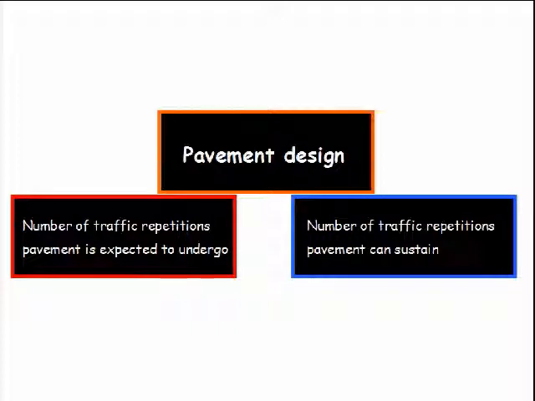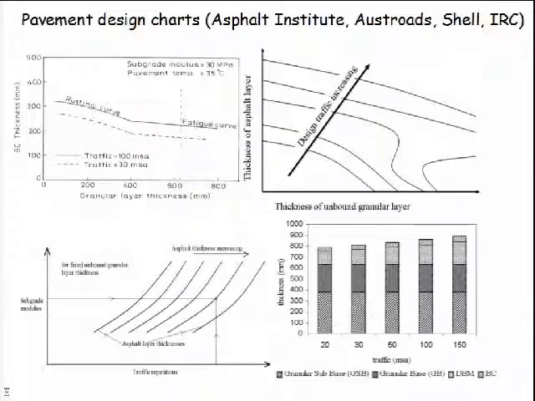But at the end of the day, finally, we have the number of traffic repetitions the pavement is expected to undergo. That's one side. And the number of traffic repetitions the pavement can supply. So it's like a demand and a supply. These two I'm trying to match, and I'm trying to make these 2 parameters equal.